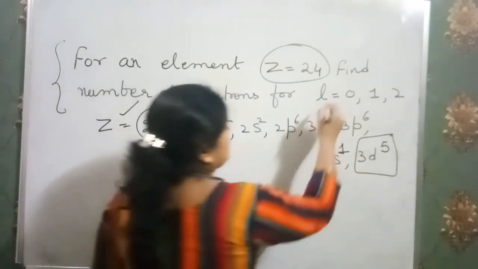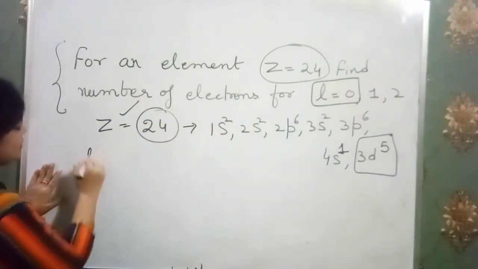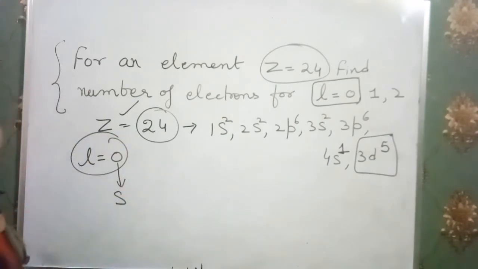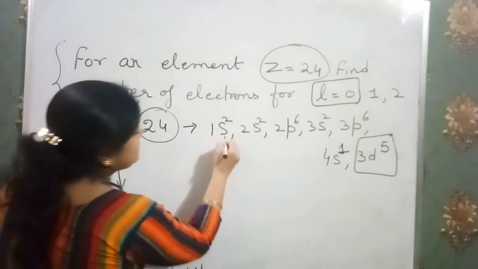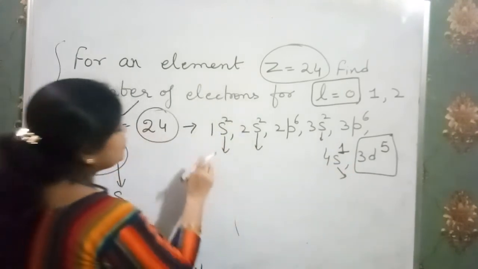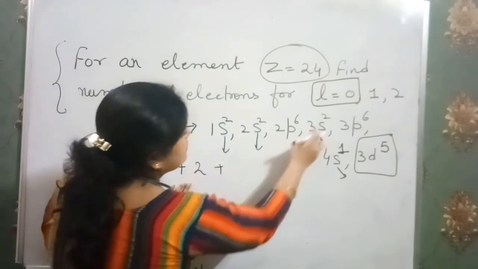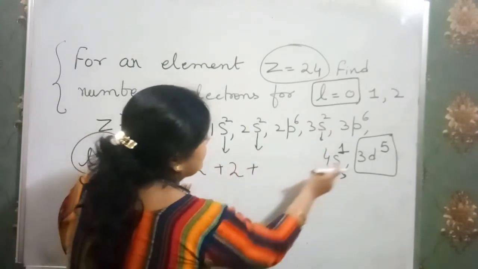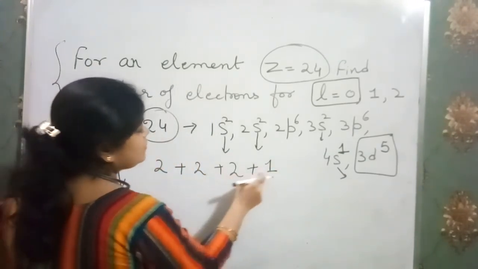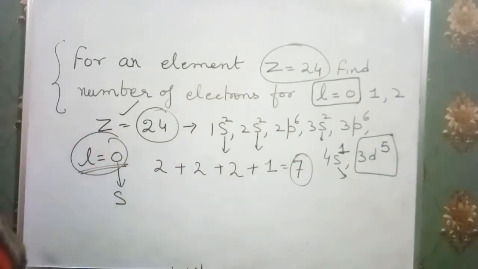Now if L is equal to 0, then we need the maximum number of electrons. For L equal to 0, it means we have s orbitals. So we have s orbitals, this, this, this and this. So in the s orbitals we have 2 electrons plus 2 electrons. Here I also have 2 electrons and here we have 1 electron. So 2, 4, 6 and 7. So 7 electrons when L is equal to 0.